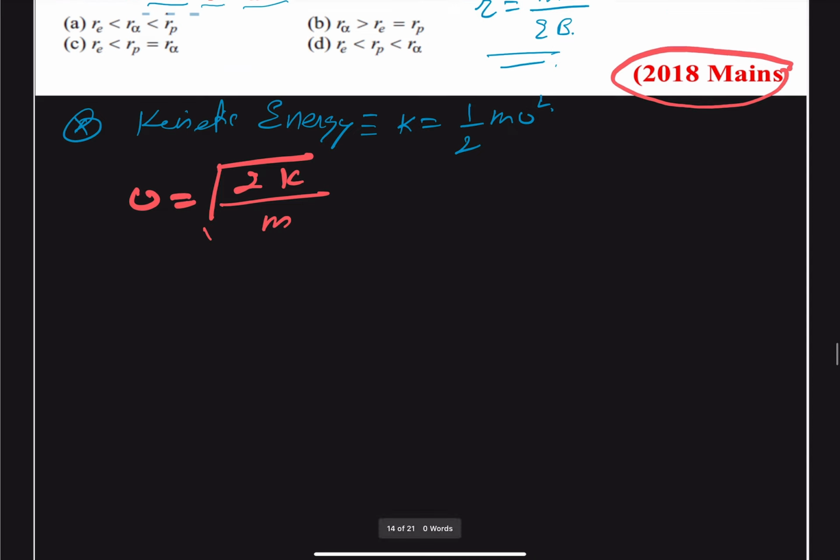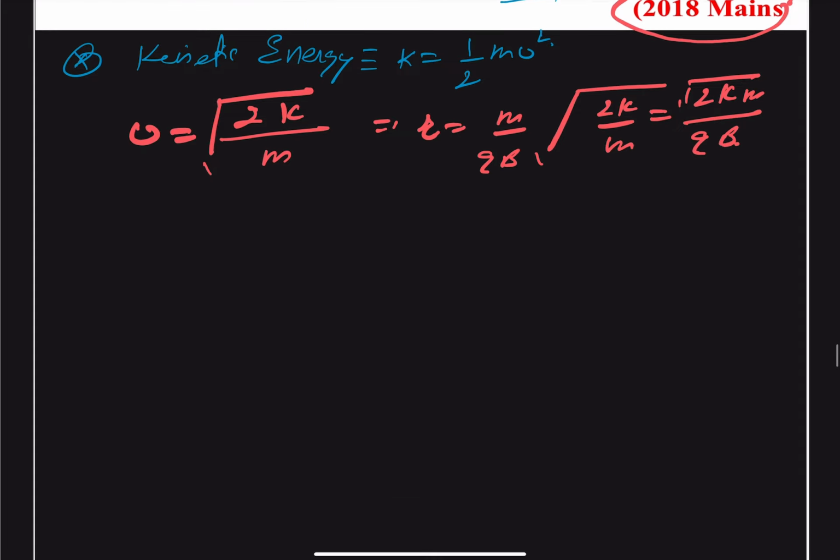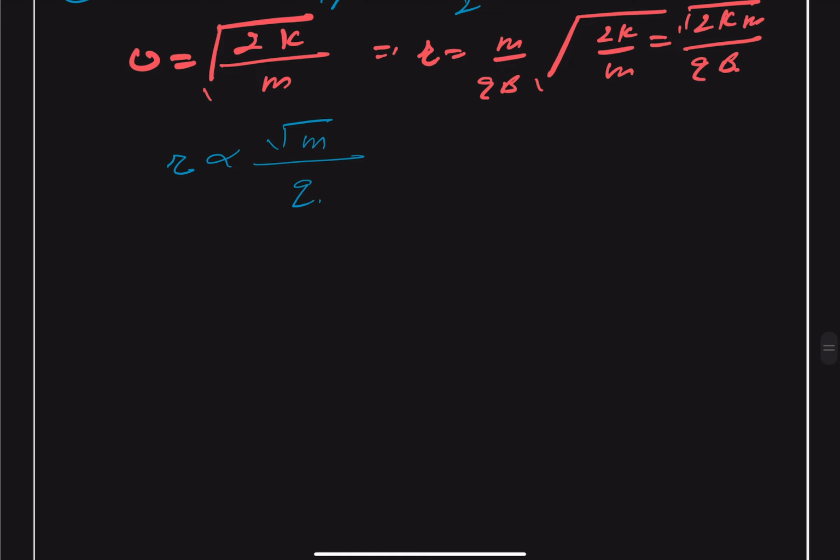So therefore we can write that our radius will be equal to m upon qB and square root of 2K divided by m. So this gives us square root of 2Km divided by qB. Therefore, because the magnetic field and kinetic energy are the same for all the three particles, we can write our radius is proportional to square root of m divided by q, and we can use this relationship for all the three particles. So we start with electron.